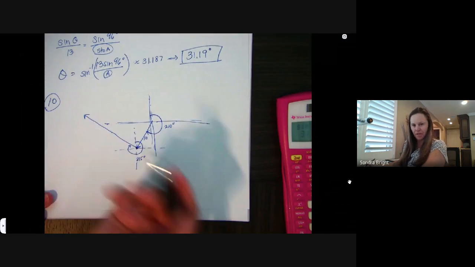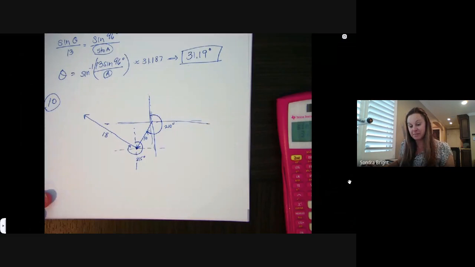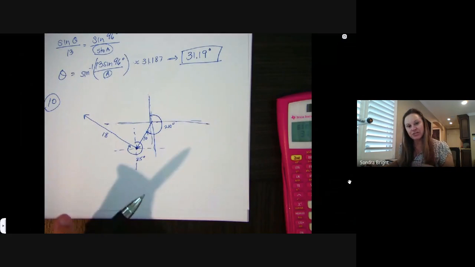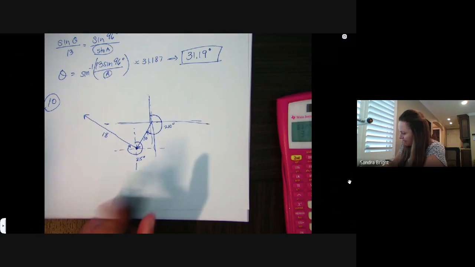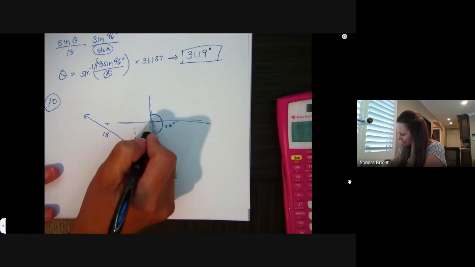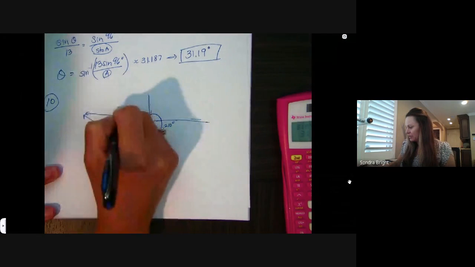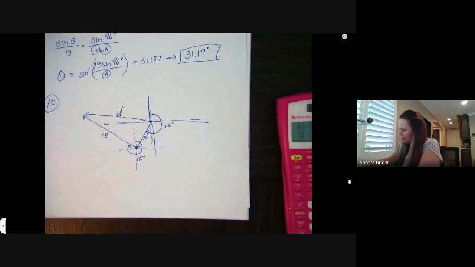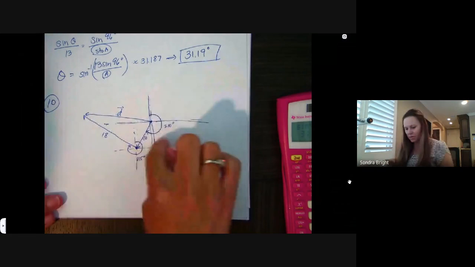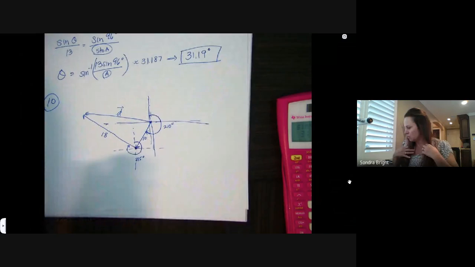Okay. And then they want the displacement vector as a magnitude and a bearing. So that's two different answers. Magnitude is the length of this vector, D. I want to know the length of that vector. That'll give you the magnitude. The bearing will be from the north going around. I went to 210 and I'm going to keep on going until I reach D. All right, so let's start with the magnitude.